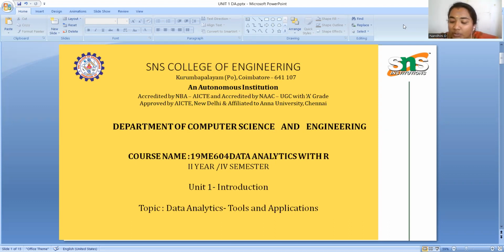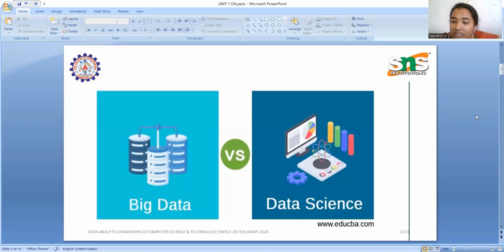In that, we are going to see what is big data versus data science. Do you have any general idea on what is big data versus data science? First one, we are going to see what is big data.